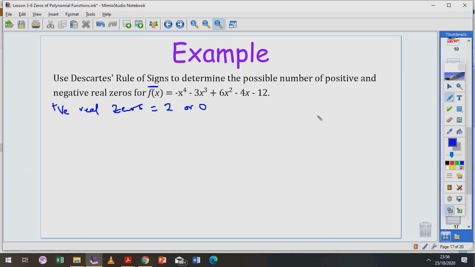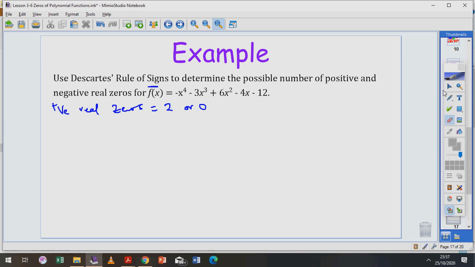And remember, positive real zeros means the number of times it's cutting the x-axis on the positive side, and negative real zeros means the number of times it's cutting the x-axis on the negative side. So the positive real zeros are either equal to the number of sign changes, which for this function is 2, or they are less than that number by an even integer.